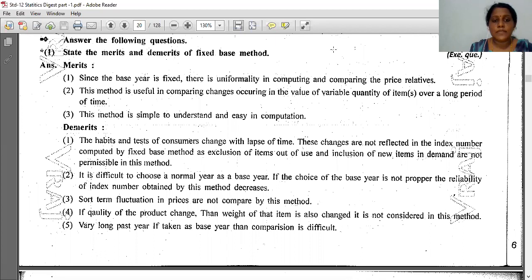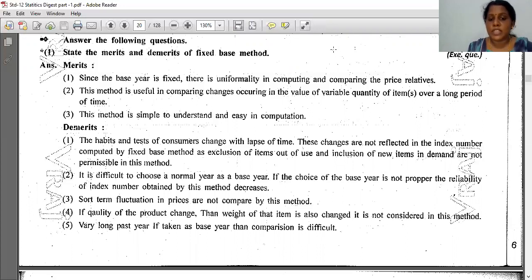Since the base year is fixed, there is uniformity in computing and comparing the price relative. In base year, P0, base year is always fixed. Second is this method is useful in comparing changes occurring in the value of variable quantity of items over a long period of time. Third point, this method is simple to understand and easy in computation. Fixed base is a simple, easy method, right?